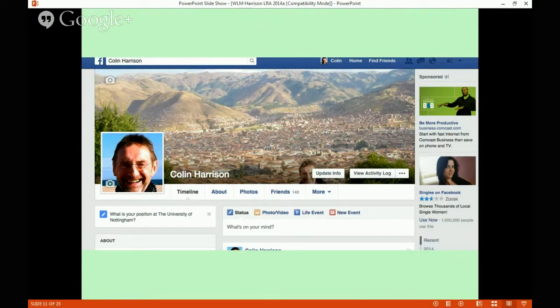I was unhappy when I saw this page. As you can see, on the top right-hand side is an invitation to click on a site called businesscomcast.com. I don't know anything about that company. But it's asking me if I want faster internet. Why did it know that I wanted faster internet? Did it know that a week before I'd done a broadband speed test on my machine? Well, I had done that. Did that information then trigger that advertisement?